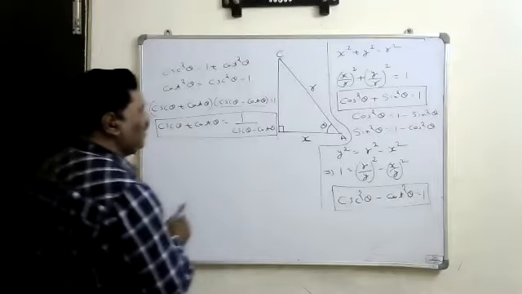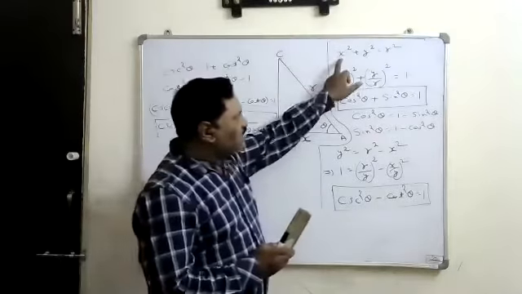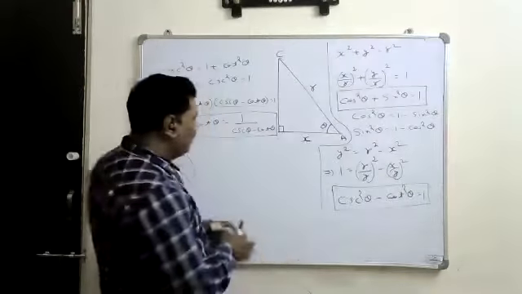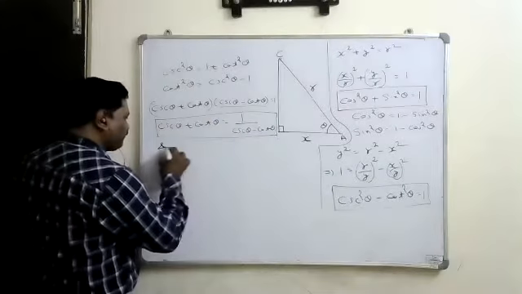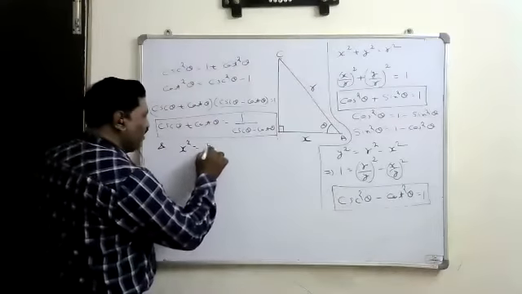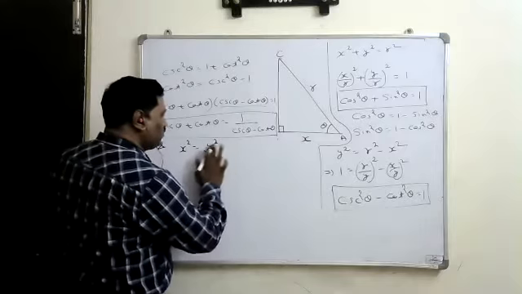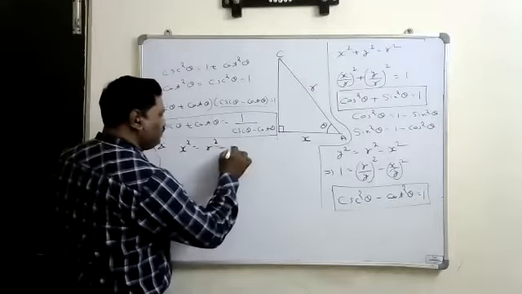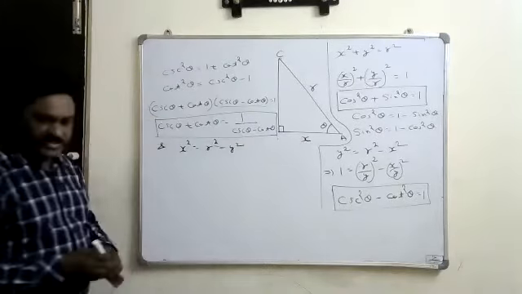And the third identity, we will take that. Here I will send the y square to the other side this time. Then x square is equal to r square minus y square.